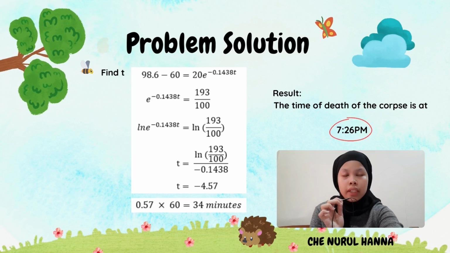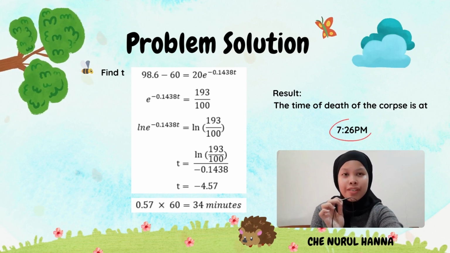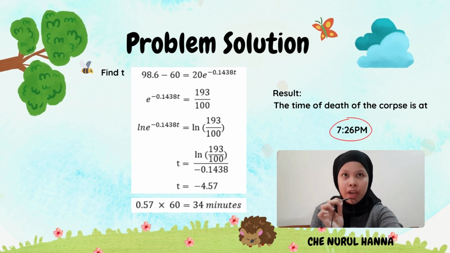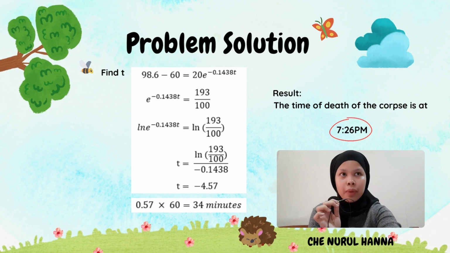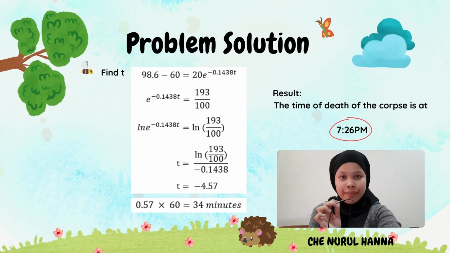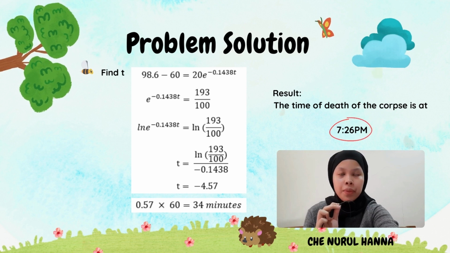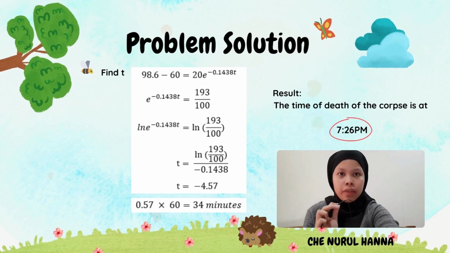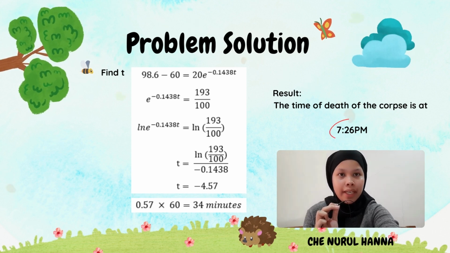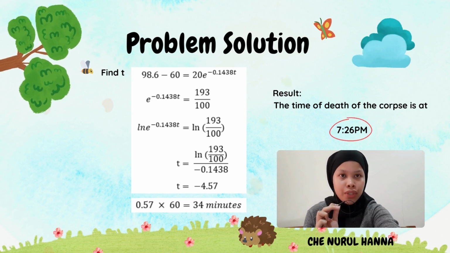Hence, we will get negative 4.57 hours. We must also not forget to convert 0.57 hours to minutes by multiplying by 60. Then we will get 34 minutes. As a result, we have found that the corpse's time of death is at 7:26 p.m., 4 hours and 34 minutes before midnight. Next, I will pass to NURHAZEEQAH for our conclusion.